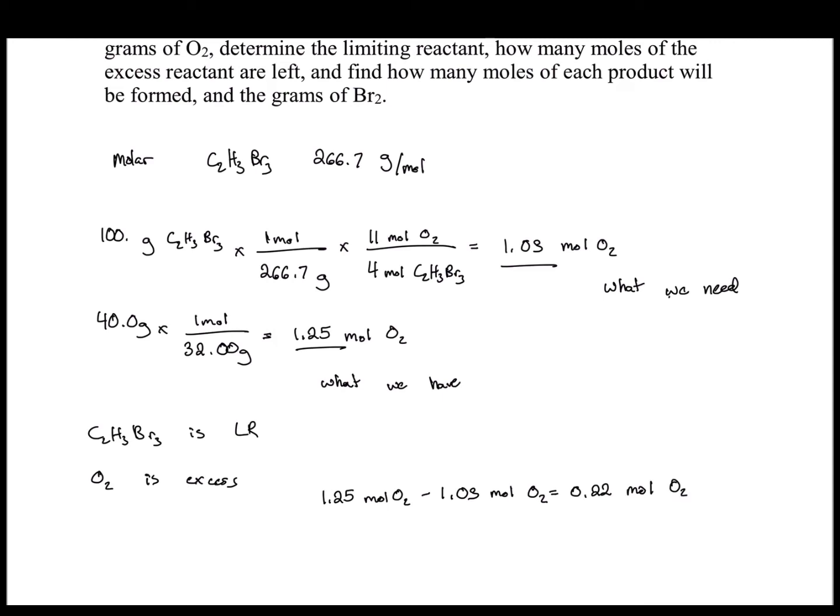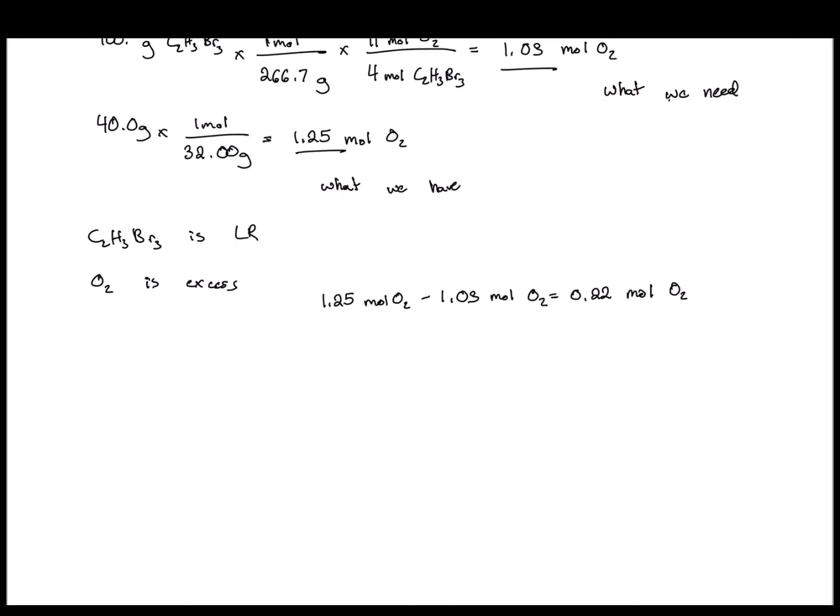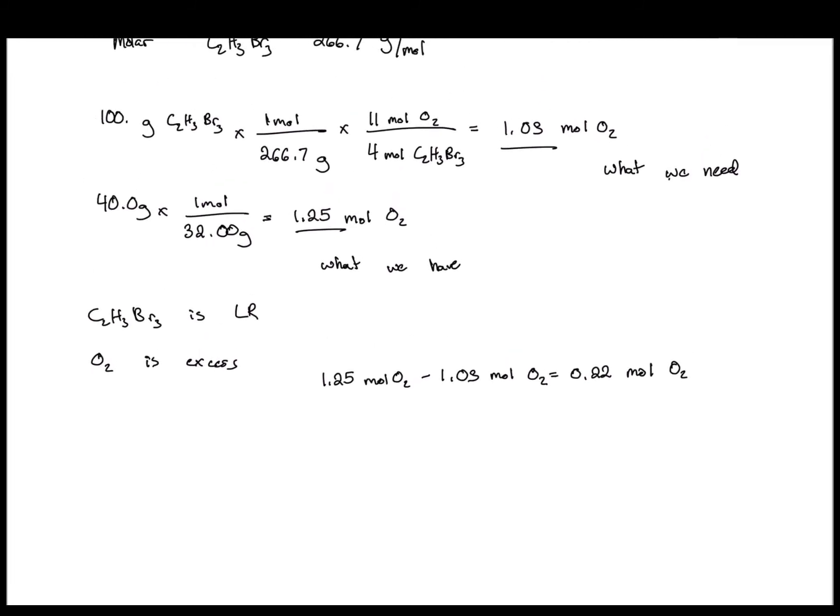Now we want to find how many moles of each product are going to be formed. So whenever we're finding moles of products formed, we always want to start at our limiting reactant. So we go in and we need to find our moles of our limiting reactant. We know that it's our limiting reactant. We need to find our moles. So we're going to go ahead and do 100 grams of C2H3Br3 multiplied by 1 mole per 266.7 grams, and we see that we have 0.375 moles of C2H3Br3.